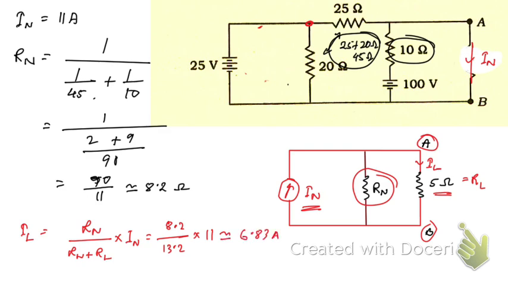Now we need to find the voltage. According to Ohm's law, V is equal to IL into RL, right? IL is 6.83 and RL is 5. This must be in volts, and that is approximately 34.15 volt, right? So hope you have understood this.